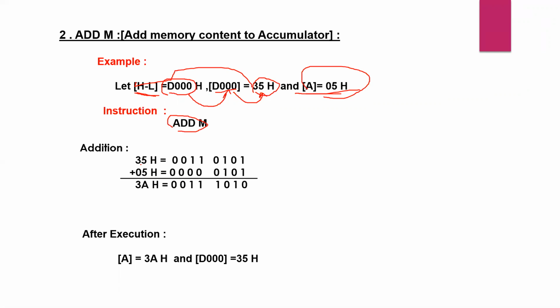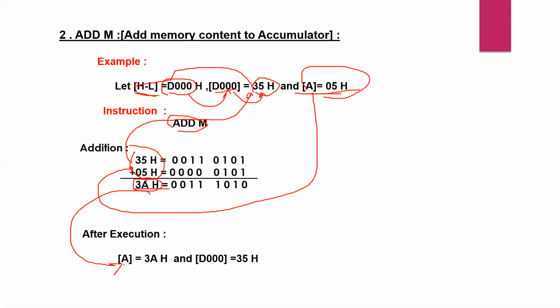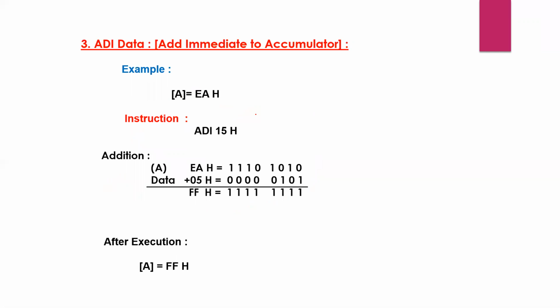Our instruction is ADD M, which adds the content of memory location whose address is stored in HL pair to the accumulator and the result is stored in accumulator. Now, this data is of memory location and 05H is accumulator data. Addition of this is 3AH, which is stored in accumulator. Now accumulator has data 3AH, that is addition of memory location and accumulator. And memory location D000H has no effect, that is 35H. Same data. So this instruction is ADD memory.